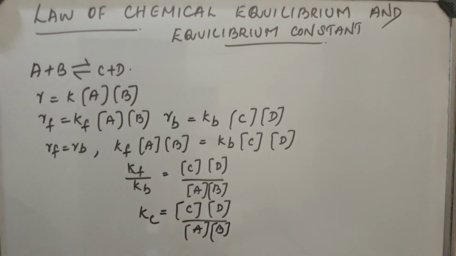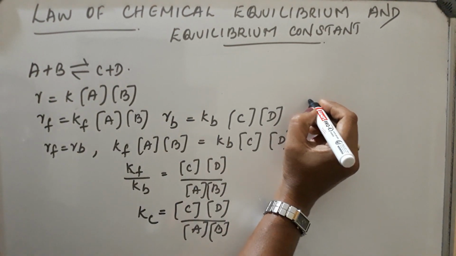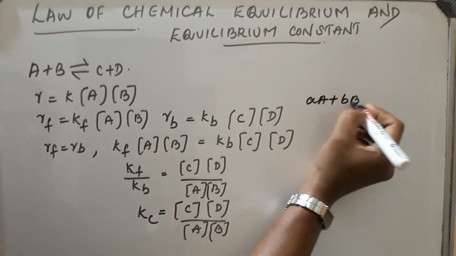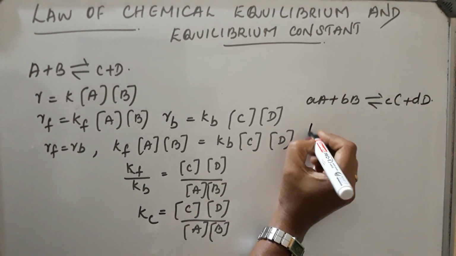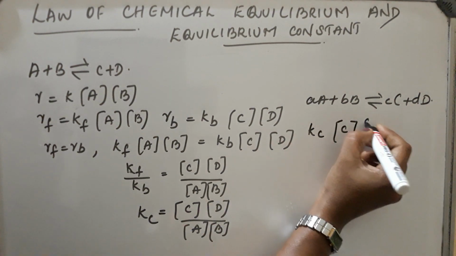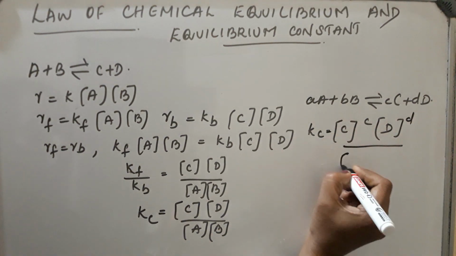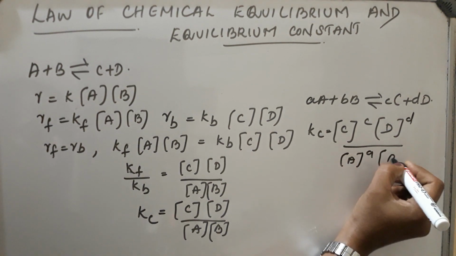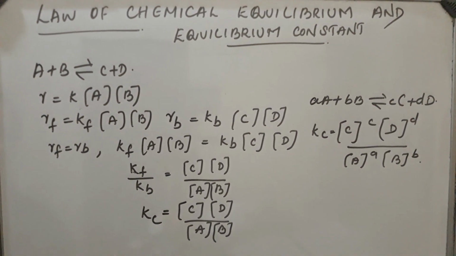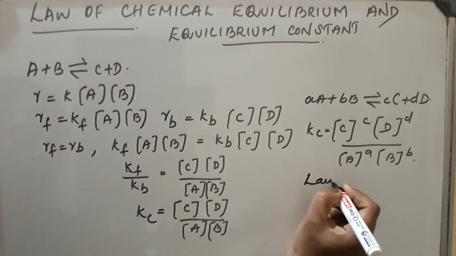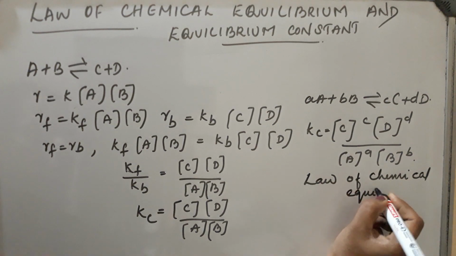Now the reversible equation contains the coefficients a, b, c, d. That is, aA plus bB gives cC plus dD. In this case, what will Kc be? Kc will be equal to C raised to c into D raised to d, by A raised to a into B raised to b. These are the coefficients of the equation, and this mathematical expression is called the law of chemical equilibrium.